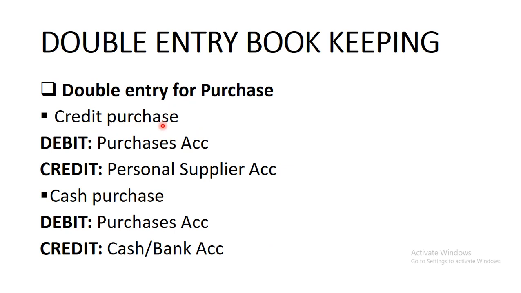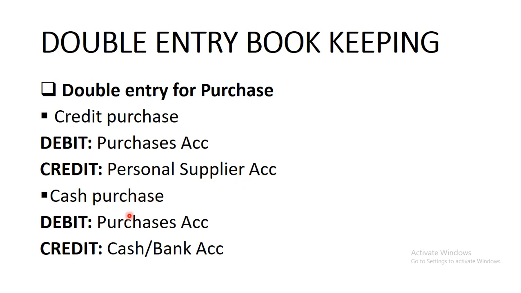So now for credit purchases, we need to debit the purchases account. One thing that you need to have off the top of your head is the purchases account is always debited. No matter what, it's always on the debit side. There's nothing on the credit side for the purchases account. So you debit the purchases account, and then you credit the personal supplier account. That's for a credit purchase.